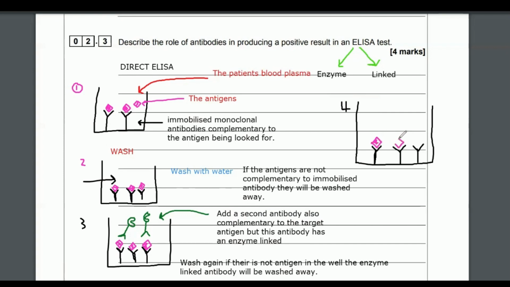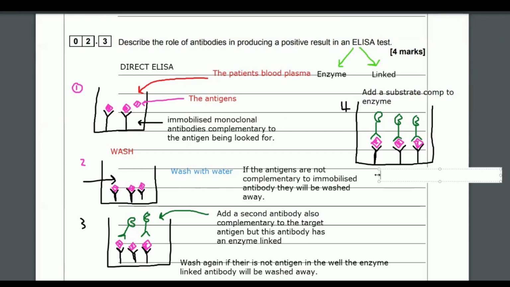So what we're going to do here now, let's pretend again that the antigen was present. So the second antibody with the enzyme linked has attached as so, like I'm drawing here with the little enzymes at the end. The second antibody, also complementary to the antigen, has attached. What we're going to do now, what do enzymes react with? We're going to add a substrate.